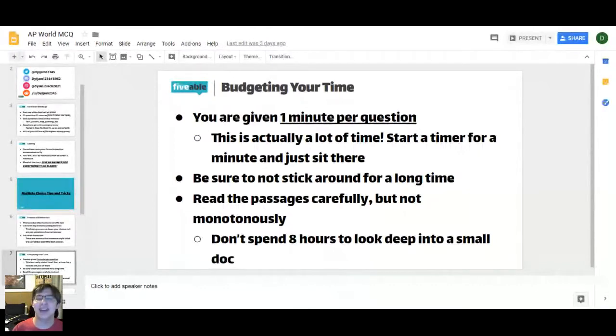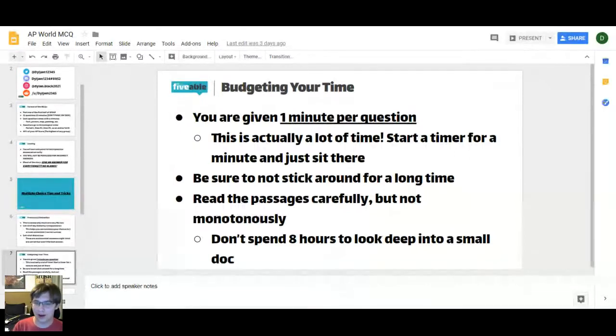So yeah, it's a lot of time. And something I really recommend to assuage the fear is to, seriously, and this is going to sound like a joke, start a timer for a minute and just sit there in silence for a minute. And it will feel like a long time. It is enough to answer 1 multiple choice question.